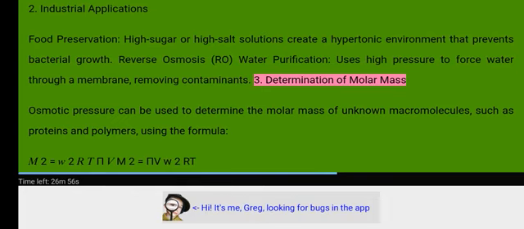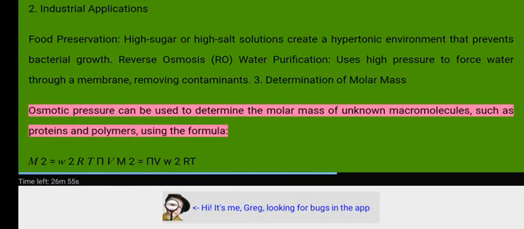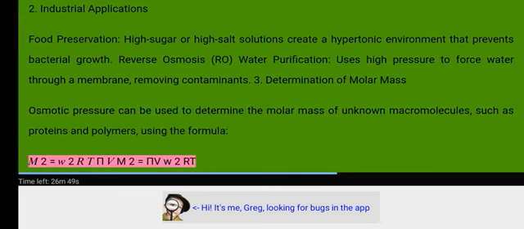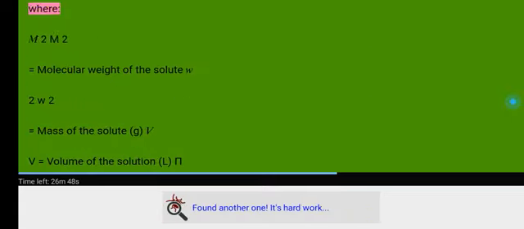3. Determination of molar mass. Osmotic pressure can be used to determine the molar mass of unknown macromolecules, such as proteins and polymers, using the formula M2 equals W2RT over pi V, where M2 equals molecular weight of the solute, W2 equals mass of the solute in grams, and pi is the osmotic pressure.